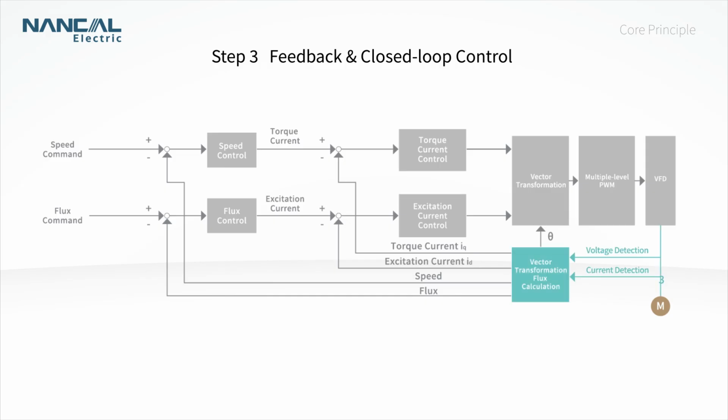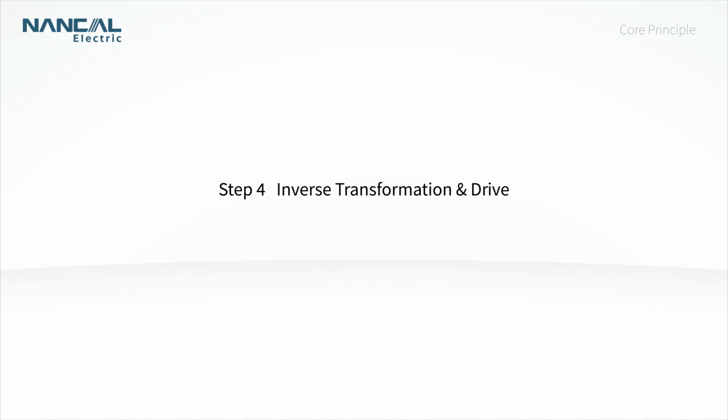Step 3. Feedback and closed-loop control. The system continuously detects motor voltage and current. First, the difference between the target speed and the actual speed is fed into the speed regulator, which generates the Q-axis current reference, closing the speed control loop. Meanwhile, the D-axis current reference is typically set to 0 for maximum torque per ampere control. Subsequently, feedback values for ID and IQ are obtained via current sensors. These are compared to their respective reference values, and the errors are sent to their dedicated current regulators, closing the current control loops.